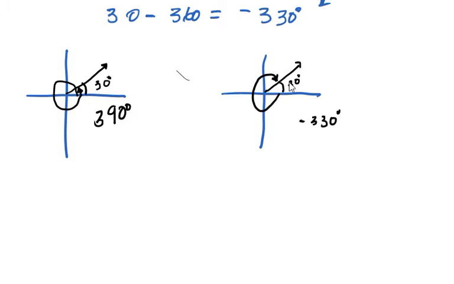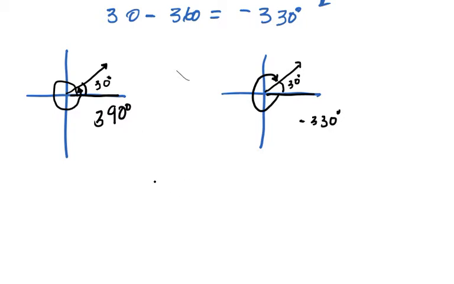So you see how they start at the same side for 390. They started right here, I went around, and then it ended right here. That's 390 degrees. For negative 330, it started right here, went around, and ended right here at the same terminal side. So these are what we call coterminal angles. They have the same terminal side and the same initial side, but we're measuring them with different values.